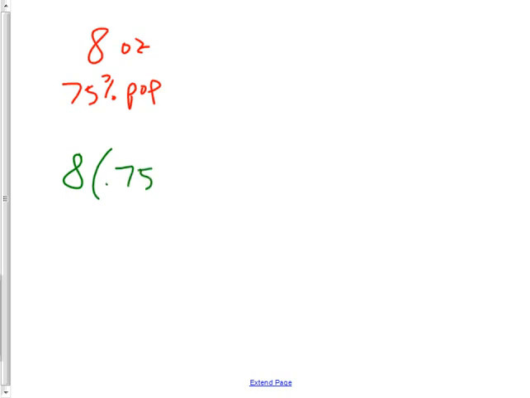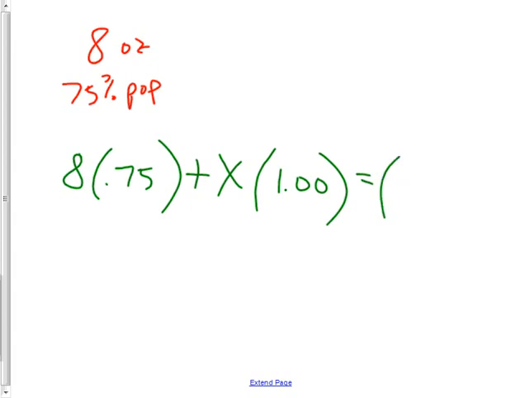Okay, 8 times 0.75 plus pure pop. What's that? Well, I don't know how much to put in, but pure pop is 100%, 1.00. And yes, 1 is the same as 1.00. Equals, I don't know how much it is, but I know it's 8 plus some amount times the 0.95. That's how you'd set it. From there, it's a matter of multiplying it all out.